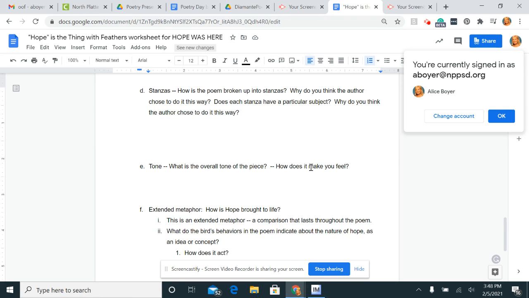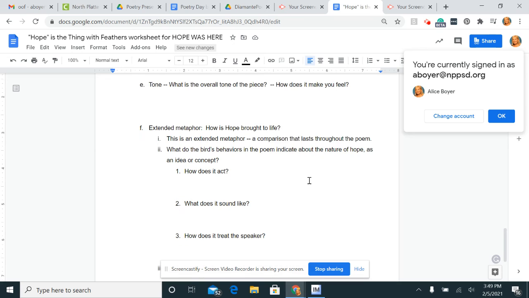What's your mood? Tone is different than mood. So for example, with Stephen King, he might write in a suspenseful way. And how does that make me feel? I might be scared when I'm reading his books.